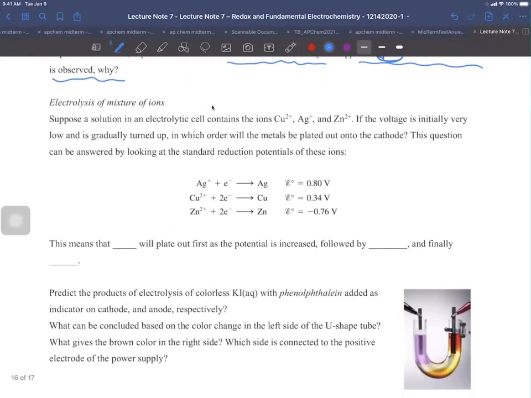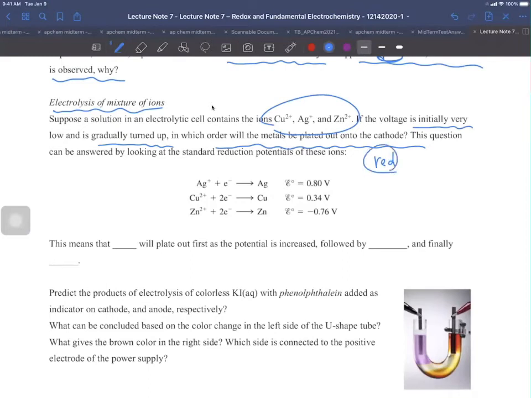Let's try a few more complicated examples. Let's say the electrolysis of a mixture of ions. If we have a solution with these 3 ions, probably an alloy dissolved in nitric acid, and the voltage is initially very low and gradually turned up, in which order will the metals be plated out on the cathode? The cathode will have the reduction, right?